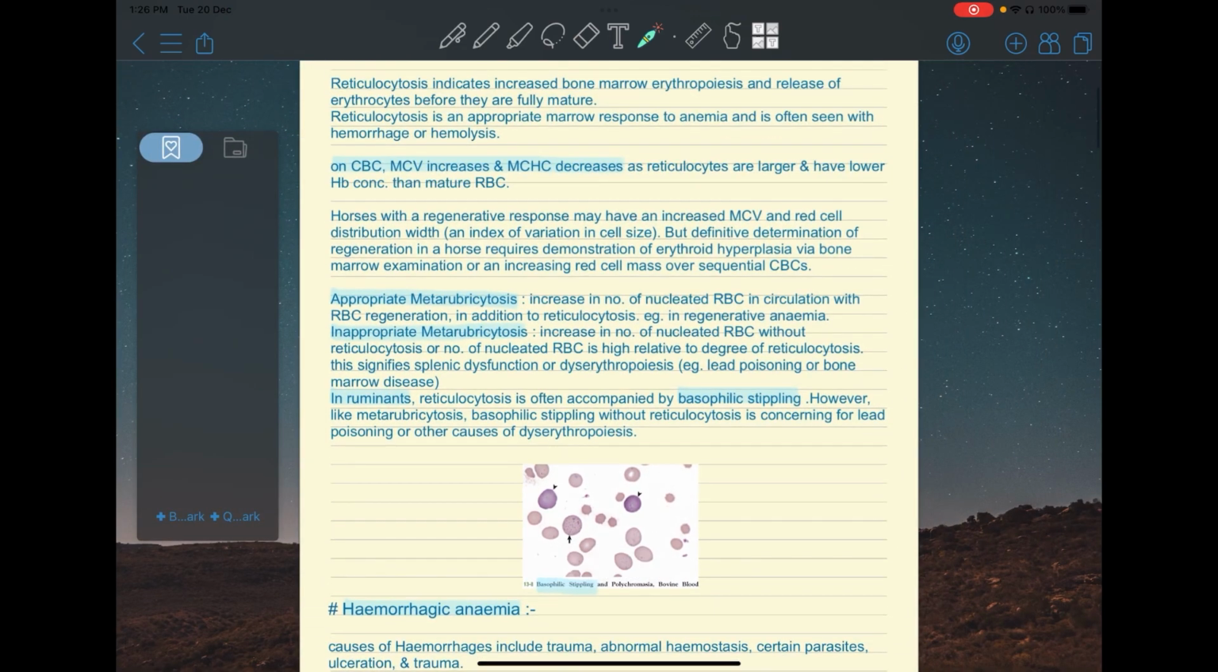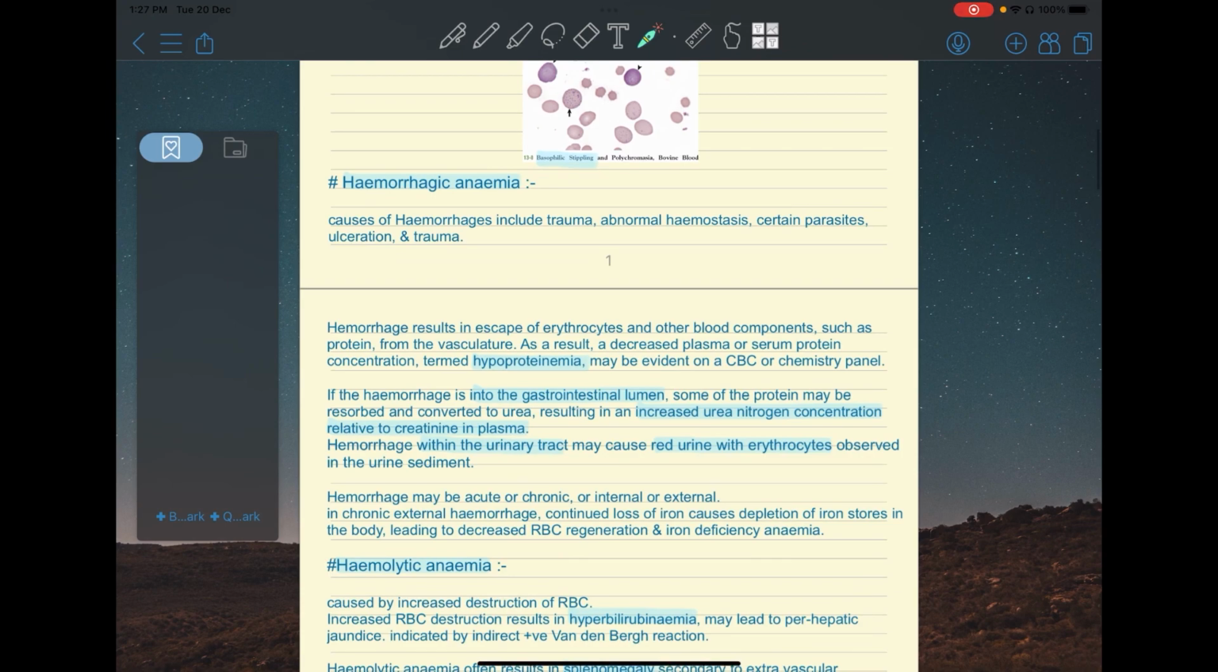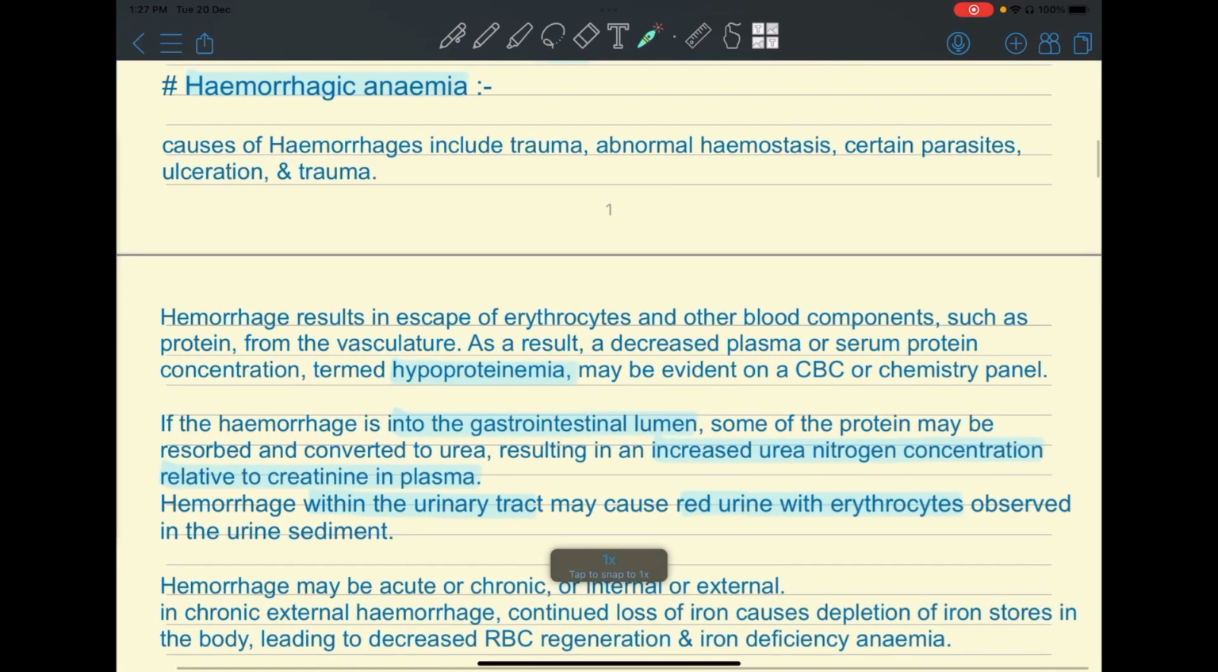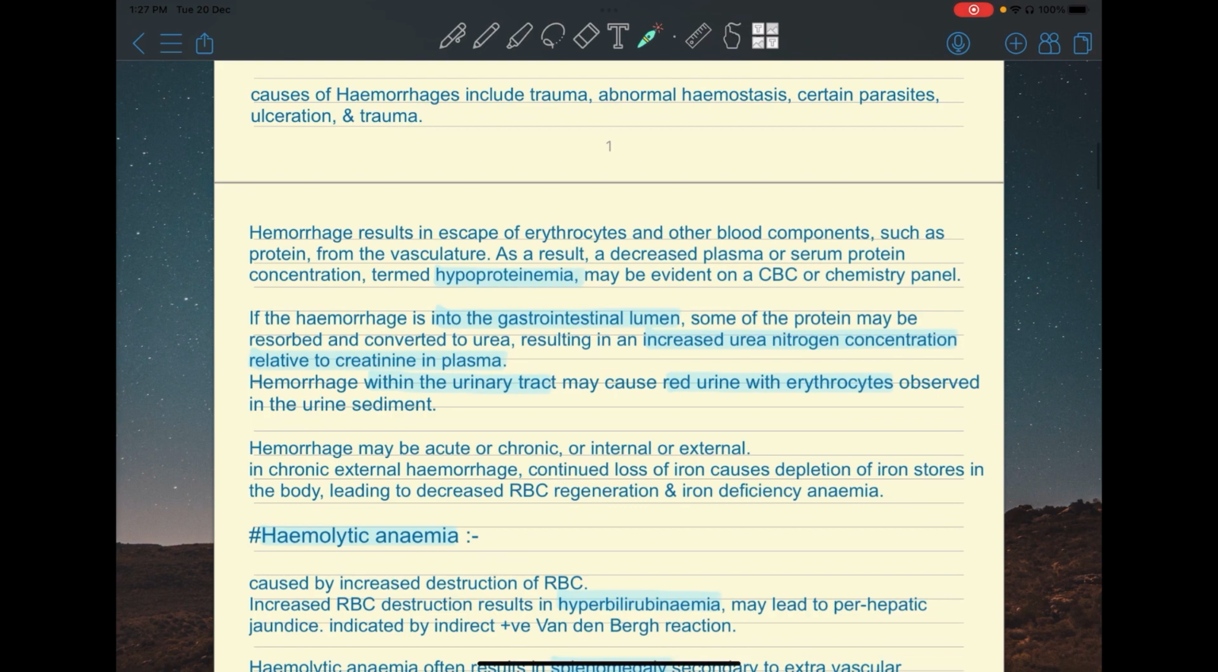So the two main types of regenerative anemia are hemorrhagic anemia and hemolytic anemia. Hemorrhagic anemia is due to hemorrhage, that is blood loss. Hemorrhage results in escape of erythrocytes and other blood components such as protein from the vasculature. As a result, a decreased plasma or serum protein concentration, termed hypoproteinemia, may be evident on CBC or chemistry blood panel.